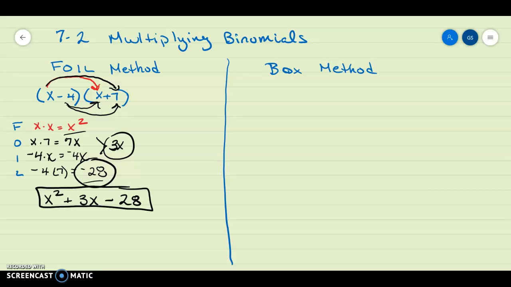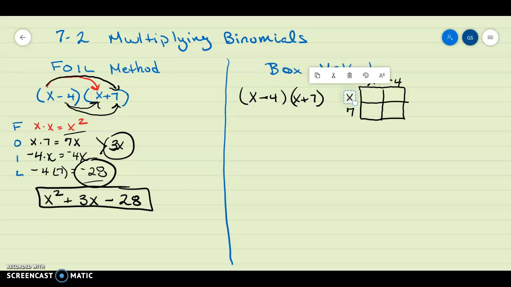If you like the box method better, or you don't like FOIL, let's put it that way, we'll go through the box method. So I have x minus 4, same question, x minus 4, x plus 7. Okay, so what I'm going to do is I'm going to make a box. And I'm going to cut that box into 4. And what I'm going to do is I'm going to put the terms of the first binomial on the top, so x and negative 4, and I'm going to put the terms of the second binomial on the left side.